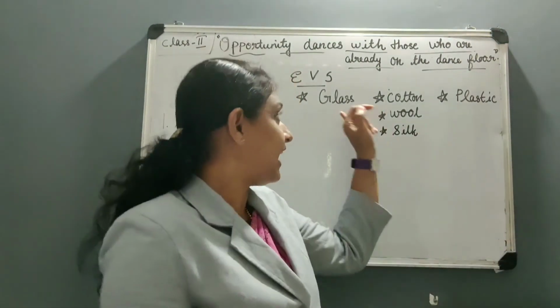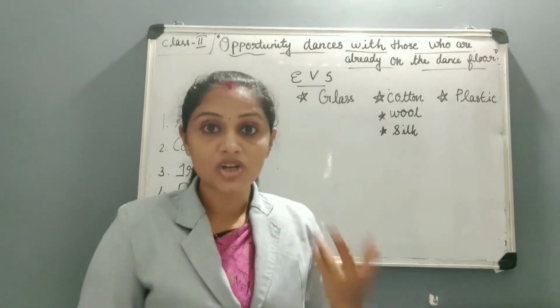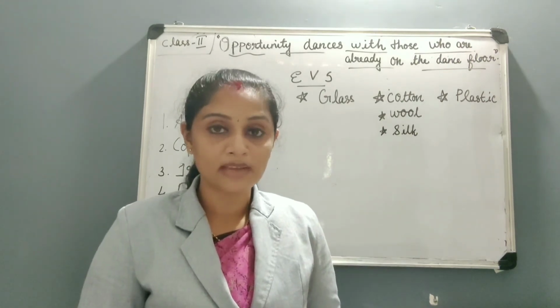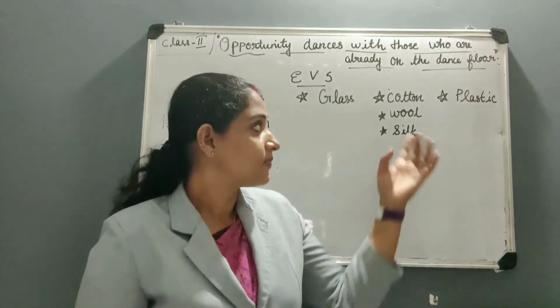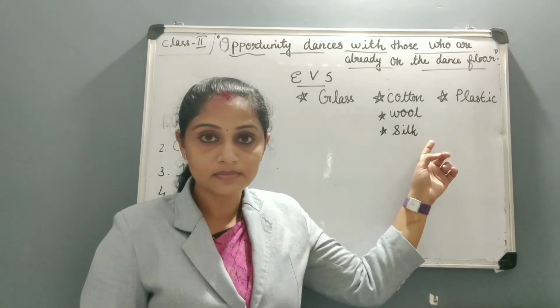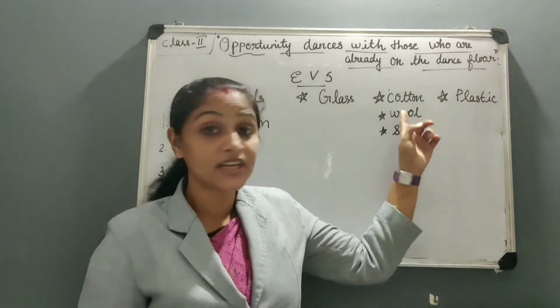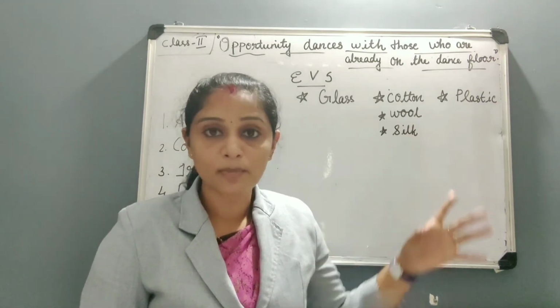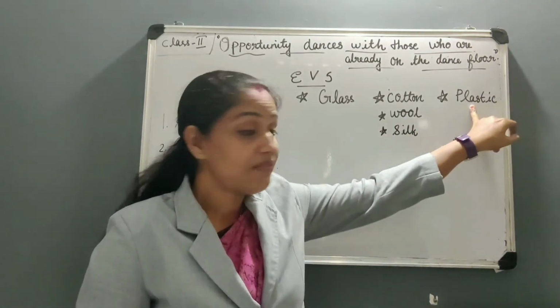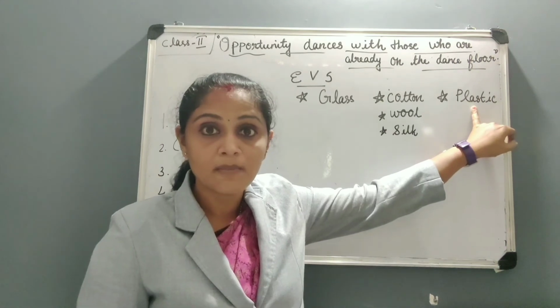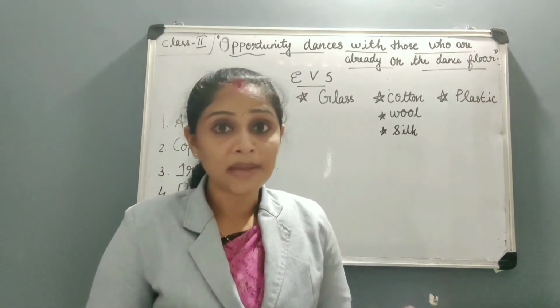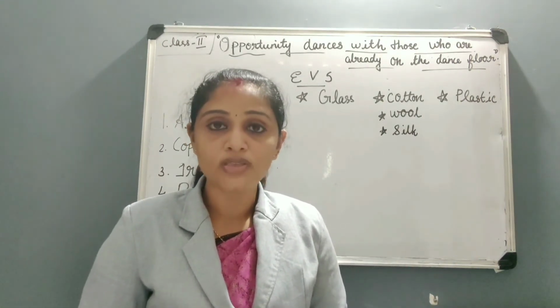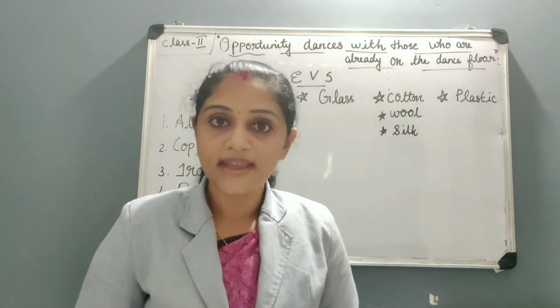Then we learned about glass. Glass is also a material. It is used for making human-made things. Then we learned about cotton, wool and silk. These three materials are used for making clothes. Then we learned about plastic. Plastic is used for making many things like lunchbox, water bottle, chair, etc.